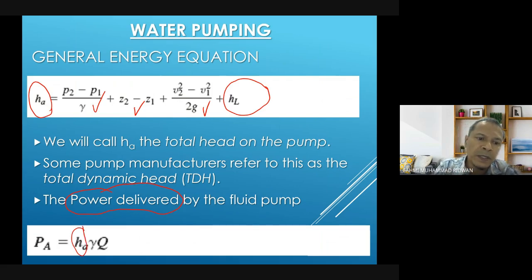Here we apply the formula: the power PA equals HA, where HA is the total head, multiplied by gamma, which is the specific weight, and then multiplied by the flow rate Q.